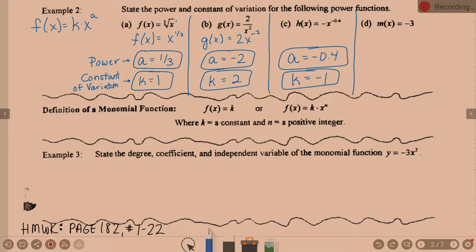And D, m of x equals negative 3. Thoughts on m of x equals negative 3?